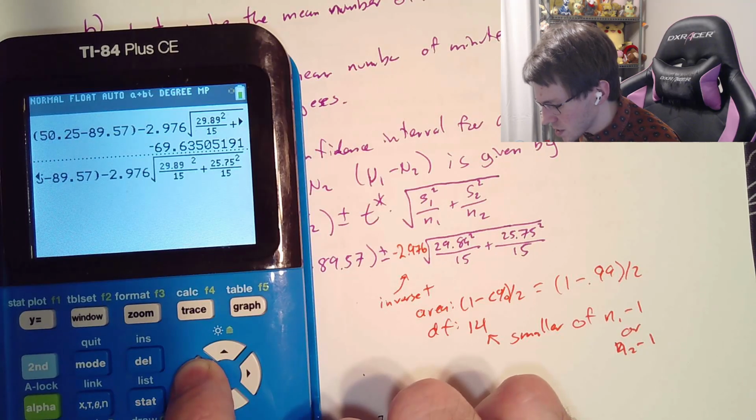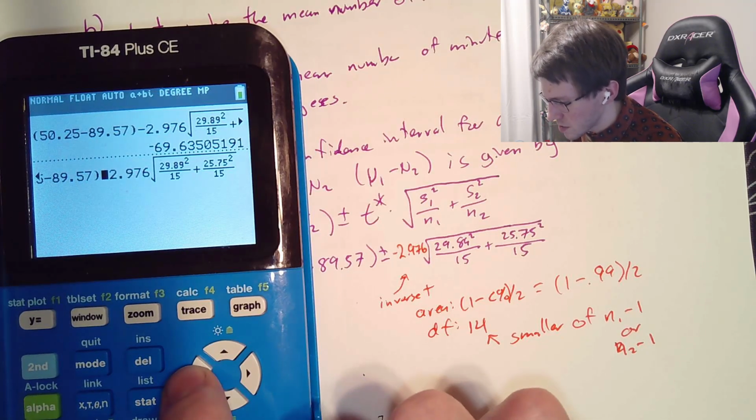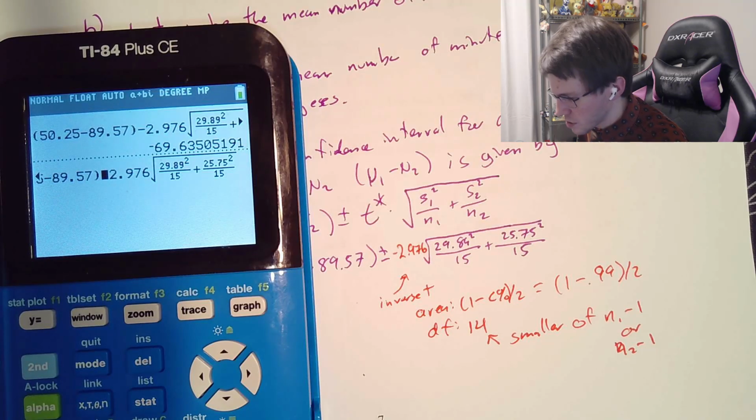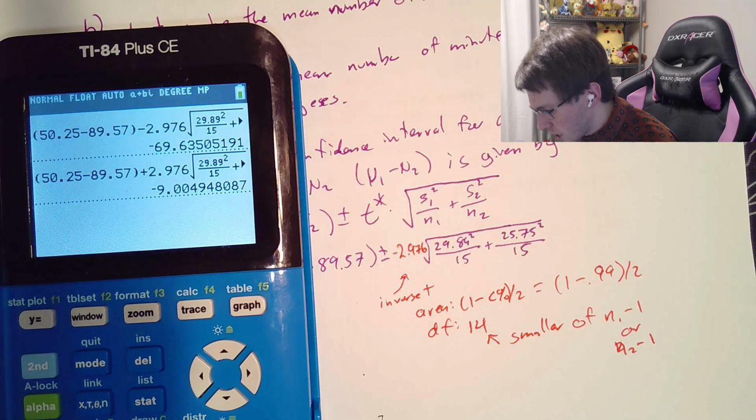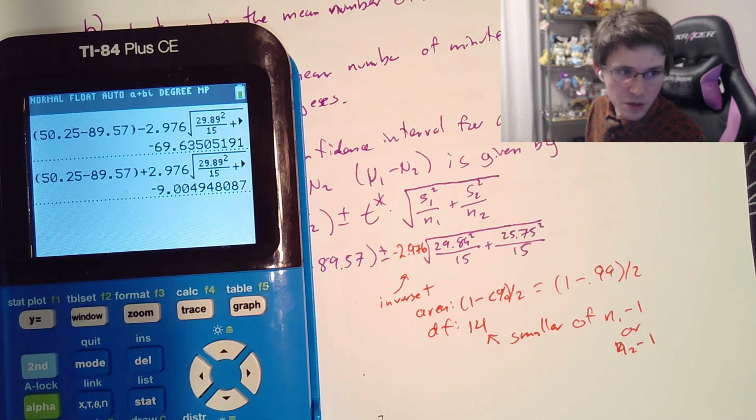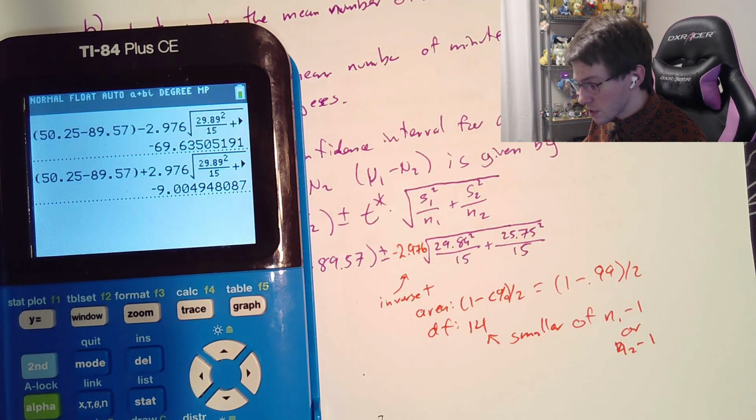It doesn't even make sense as an answer because, well, it does make sense. It's saying that they're 69 fewer minutes, plus and then negative 9. So those are our limits. It does make plenty of sense. Actually, I don't know why I said it doesn't make sense. It makes plenty of sense. I'm just a little bit on edge.